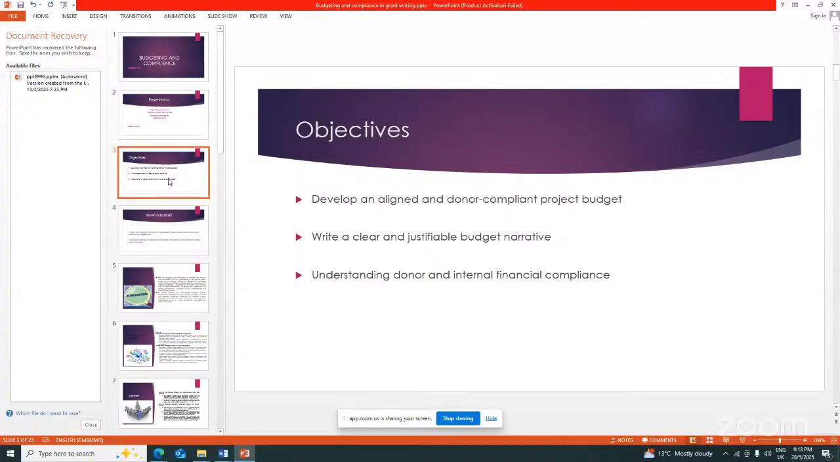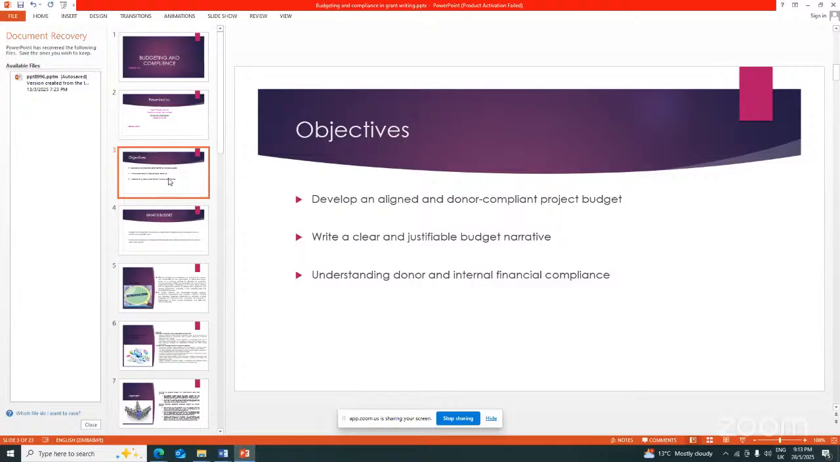The objectives that follow under this topic: the number one objective is to develop an aligned and donor-compliant project budget. The second objective is to write a clear and justifiable budget narrative, and then to understand donor and international financial compliance.